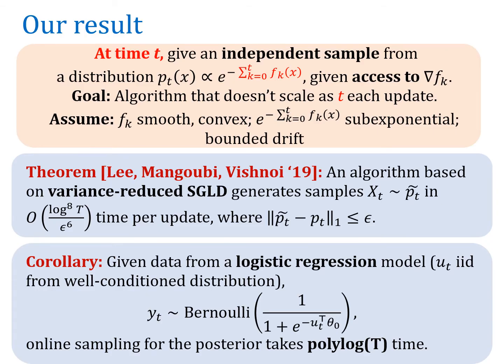Under natural assumptions, our algorithm based on variance-reduced stochastic gradient Langevin dynamics solves this problem in polylog t time per update. There is also a 1 over epsilon polynomial dependence in the desired accuracy epsilon. Our assumptions are satisfied in a common use case, the case of Bayesian logistic regression for IID data. Applying our theorem, we show that we can do online Bayesian logistic regression in polylog t time per update.